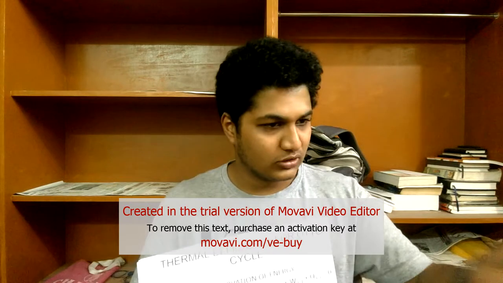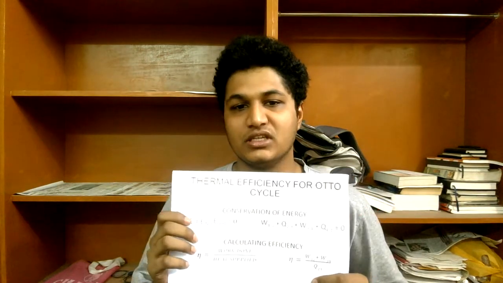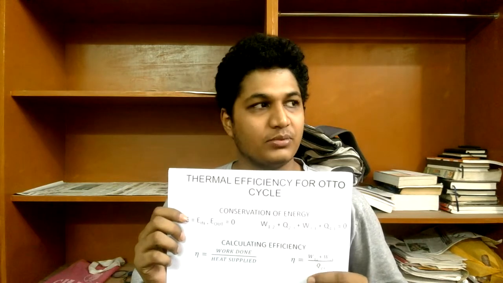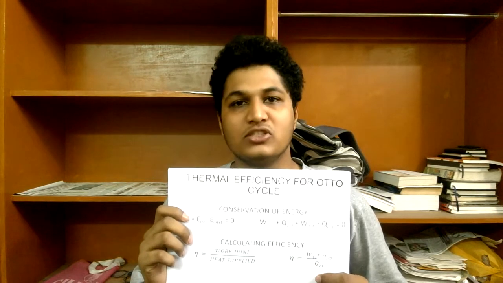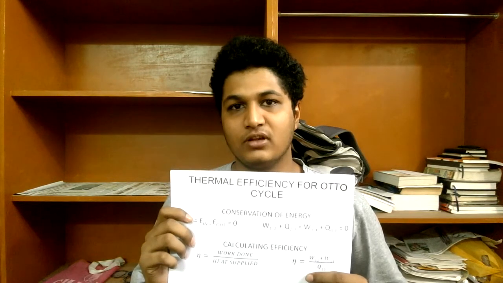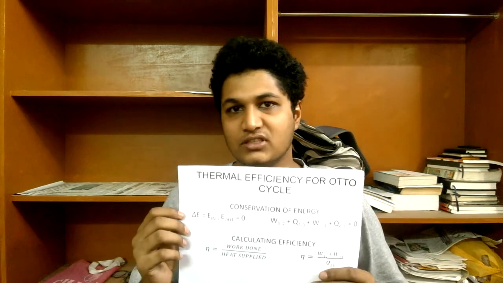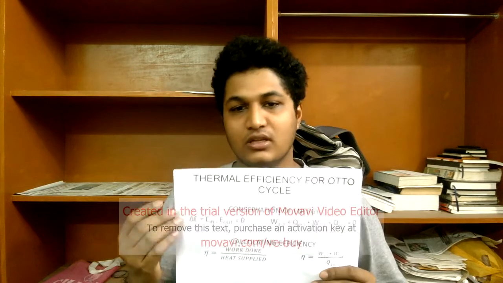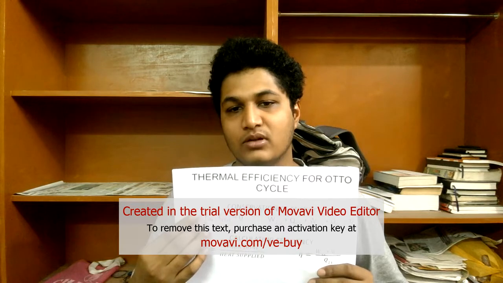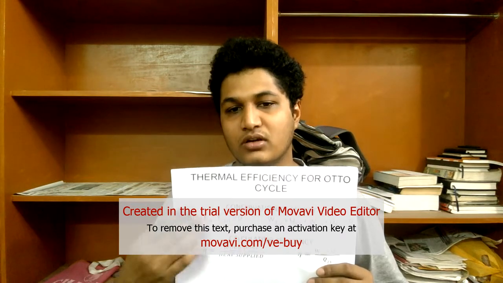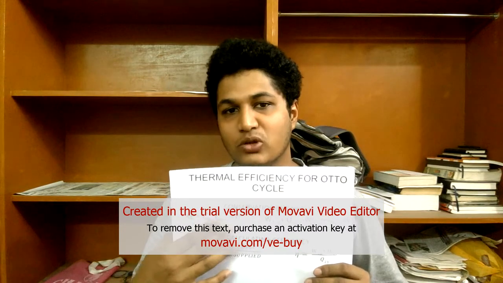Now let's move on to our actual discussion, which will be of thermal efficiency. First of all, the basic laws of physics suggest that energy is always conserved. Energy is neither created nor lost. So that gives us a very fundamental equation that delta E is always equal to zero, which means that whatever energy you are giving into the system plus whatever energy you're taking out of the system must always equate to zero.